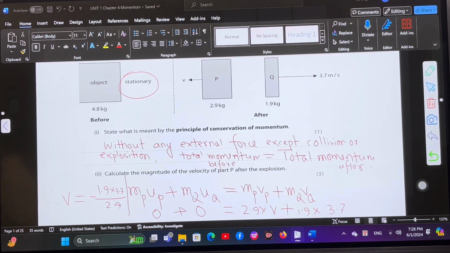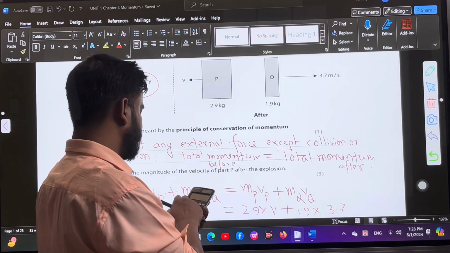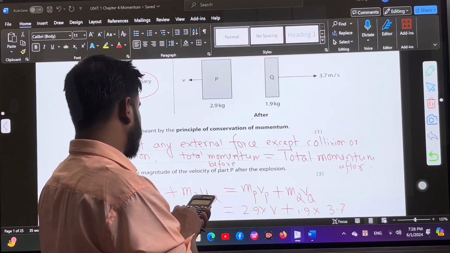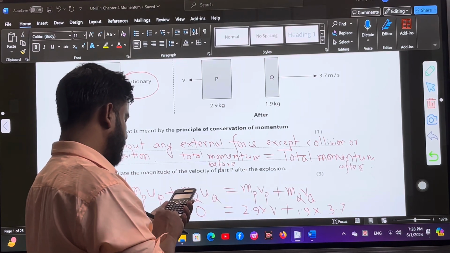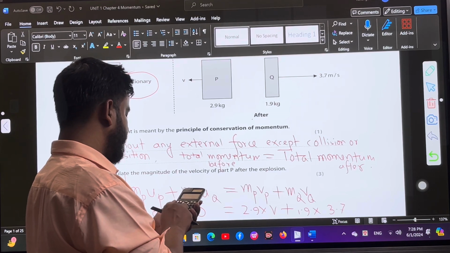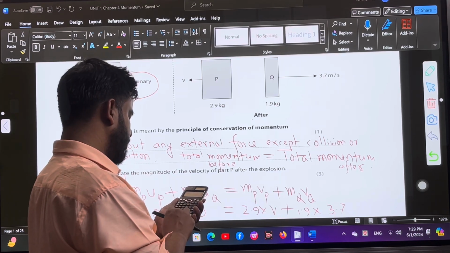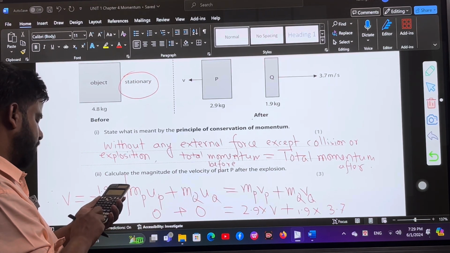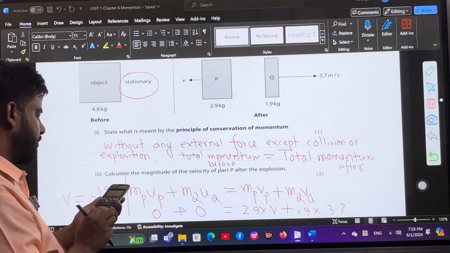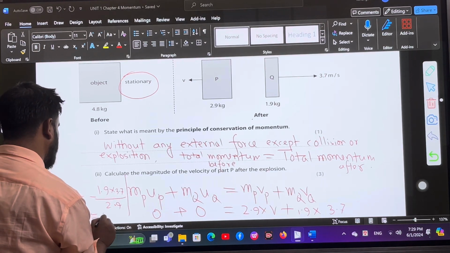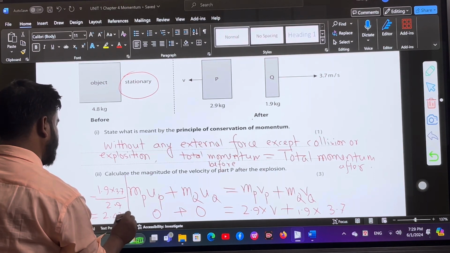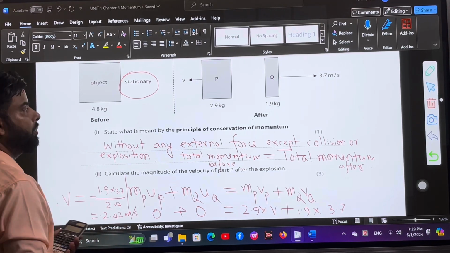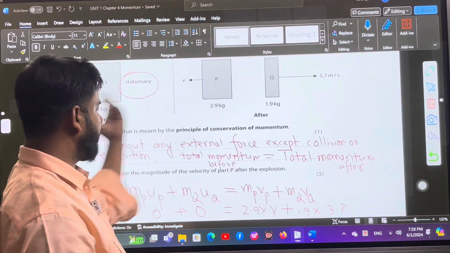After calculation we get 1.9 times 3.7 divided by 2.9, so 2.42 meter per second. So minus 2.42 because the P object moves in the left direction.